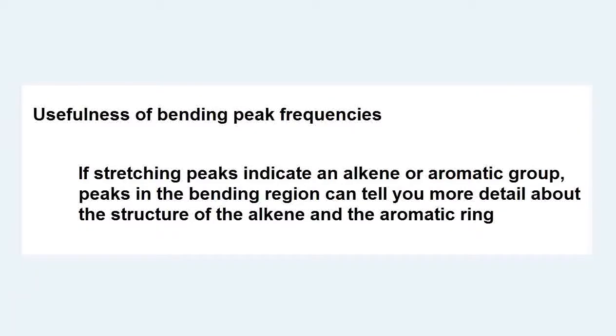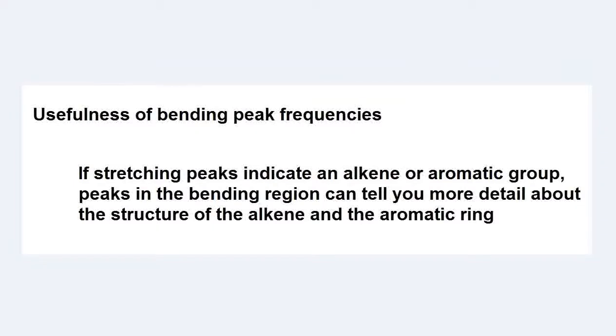If you have an aromatic ring in your compound, bending peaks can tell you if you have a singly substituted aromatic ring or disubstituted, and what the possible pattern of disubstitution is. Remember in class we talked about the fact that for disubstituted benzenes, there are three possible isomers: ortho, meta, and para. The bending peaks can tell you whether your disubstituted benzene is ortho, meta, or para.